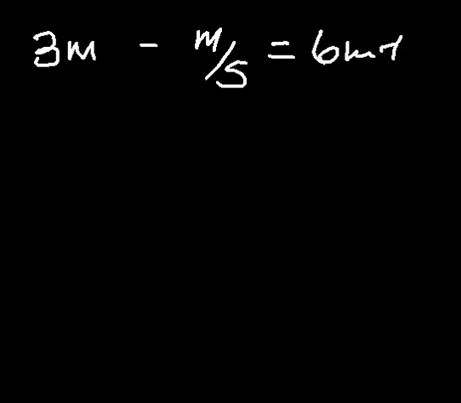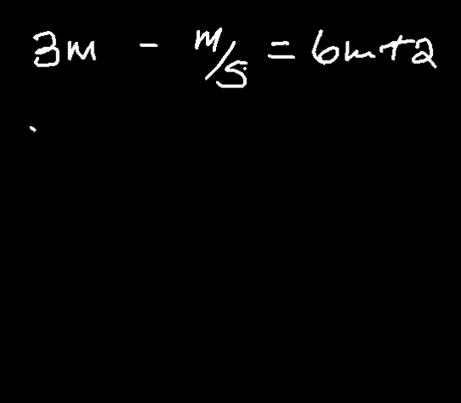And let's say we have 3m minus m over 5 is equal to 6m plus, let's say, 2. So now how should you be able to solve for m in this case? There is a denominator here, so we are going to multiply everything by the denominator to eliminate it.